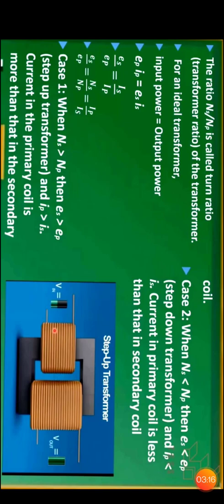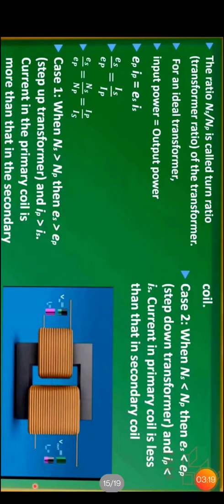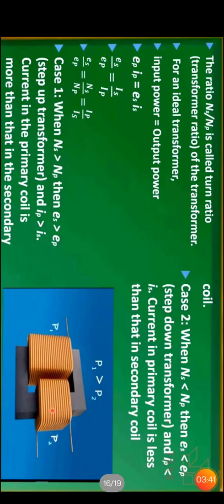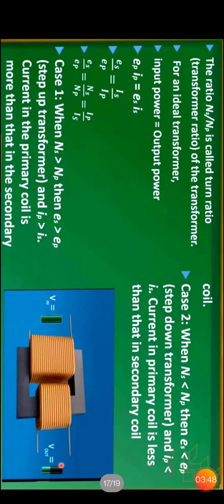For an ideal transformer, input power is equal to output power, that is, ep ip is equal to es is. Then we get the equation es upon ep is equal to is upon ip. Then es upon ep is equal to Ns upon Np, which is equal to ip upon is. There are some cases that arise.